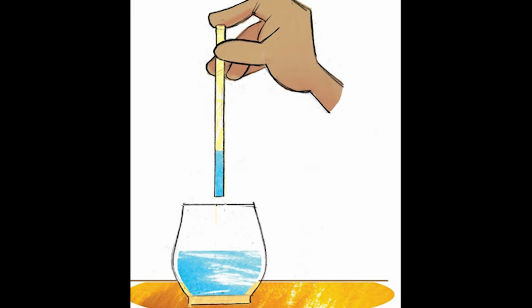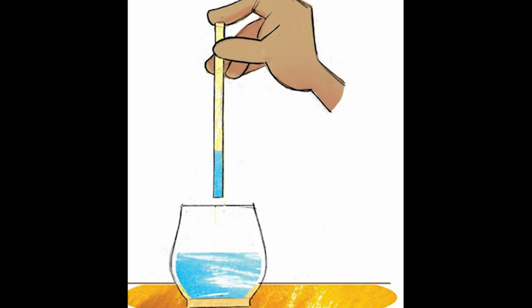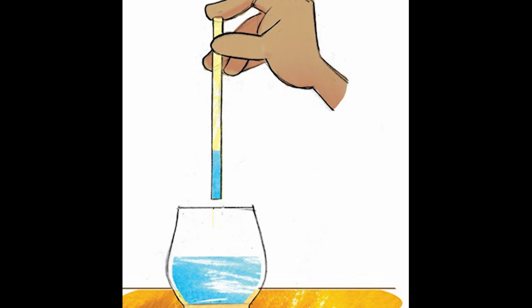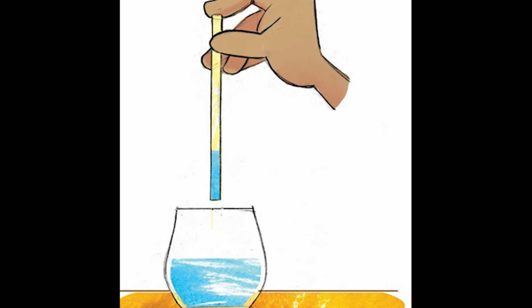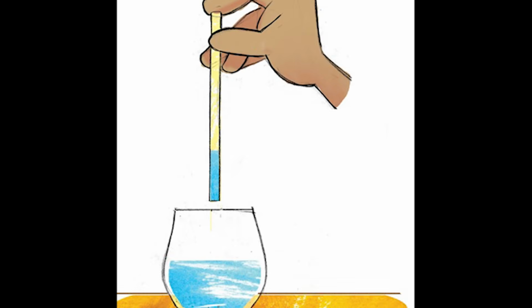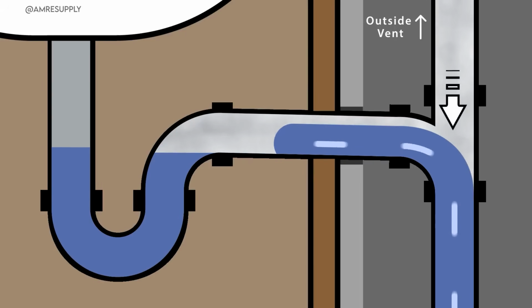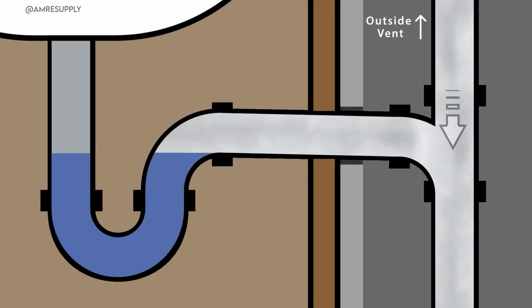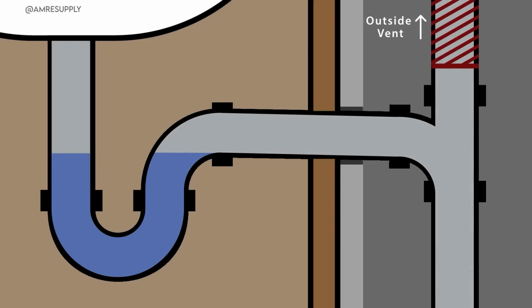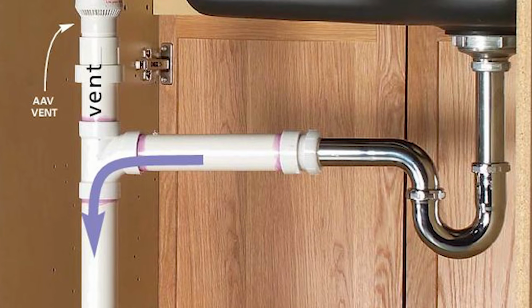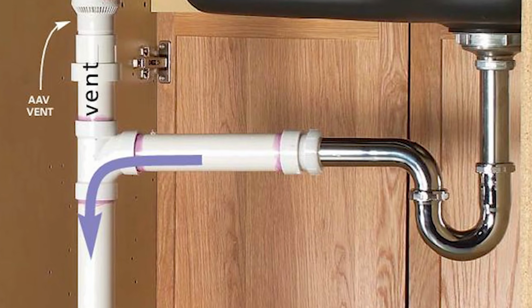Think of it like putting your finger over the end of a straw filled with water. The water stays in the straw because there's no air pressure pushing from behind. Remove your finger and the water flows freely. Vent pipes do the same thing for your drains. They allow air in so that water flows smoothly without creating a vacuum.